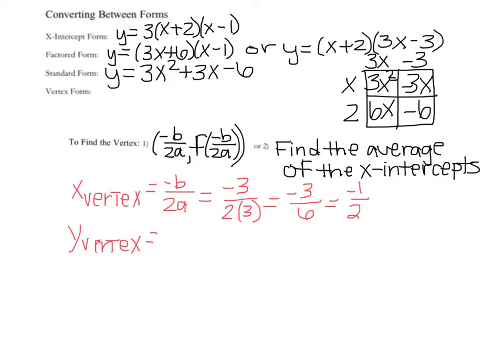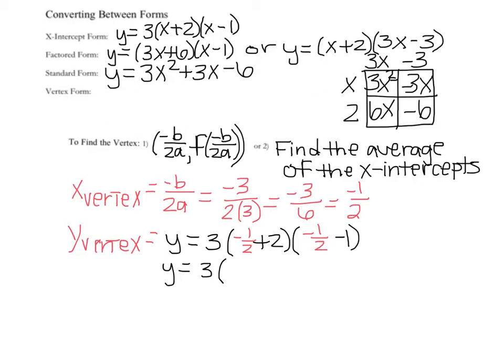So, I'm going to have y is equal to 3, and then inside parentheses, I'm going to have negative 1/2 plus 2. And then inside the other set of parentheses, I'm going to have negative 1/2 minus 1. Now it just becomes PEMDAS. So I have 3, and then negative 1/2 plus 2 is the same as 1/2, which is really 3/2. And then in the other set, negative 1/2 minus 1 is negative 3/2. If I multiply across, I have 3 times 3 times negative 3, which is negative 27. Over, on the bottom, I have 2 times 2, so 4.